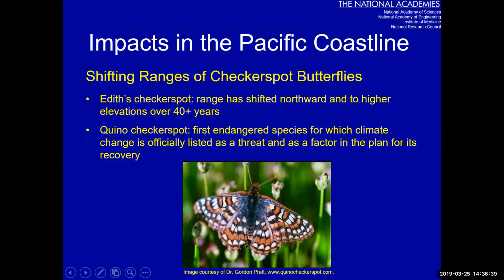Also in California is a very long-term study about this little butterfly called the checkerspot butterfly. And the Edith's checkerspot butterfly has been monitored for several decades now by scientists from Stanford University. And it's been observed long enough now to be able to note that the population is moving slowly northwards and to higher elevations over the past several decades, possibly in response to many things, but likely in response, at least in part, to a warming and more variable climate.